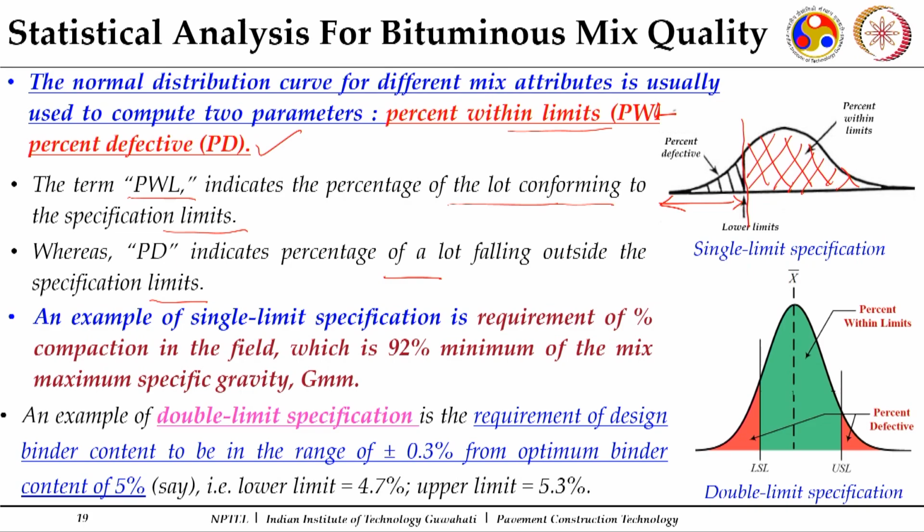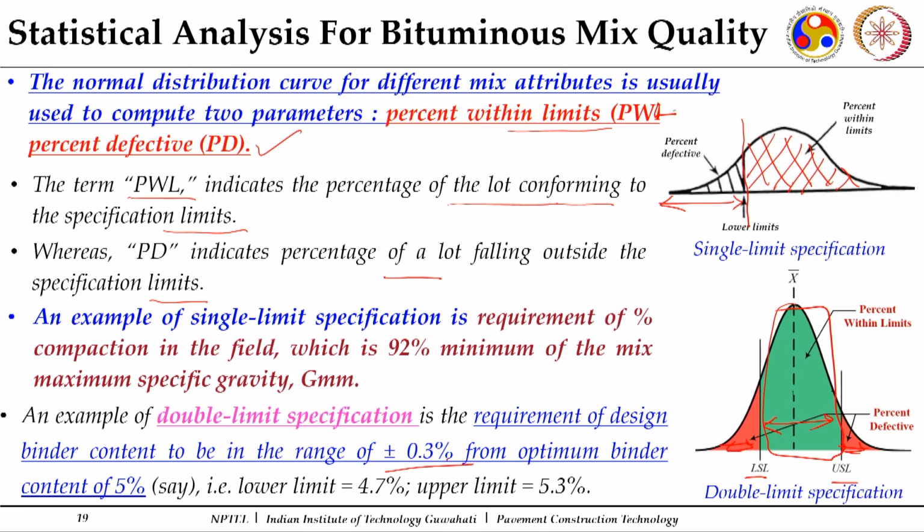So, there can be a single limit, as I mentioned, if it is in terms of some density or in terms of binder content, or we can have a range. We can have a lower limit as well as an upper limit, and then I look to see how much is within the lower limit and upper limit. So, this will be my percent within limits, and the sum of this one and this one will be my percent defective.